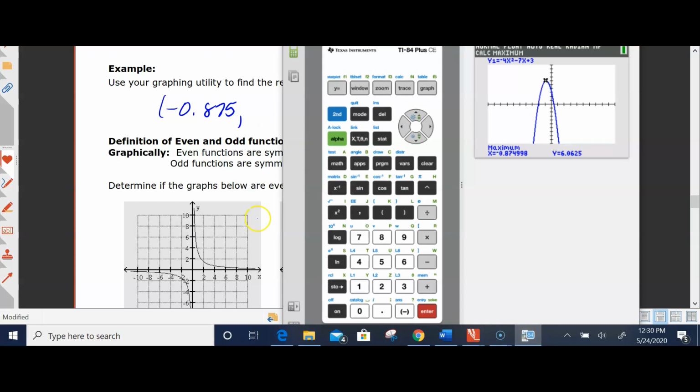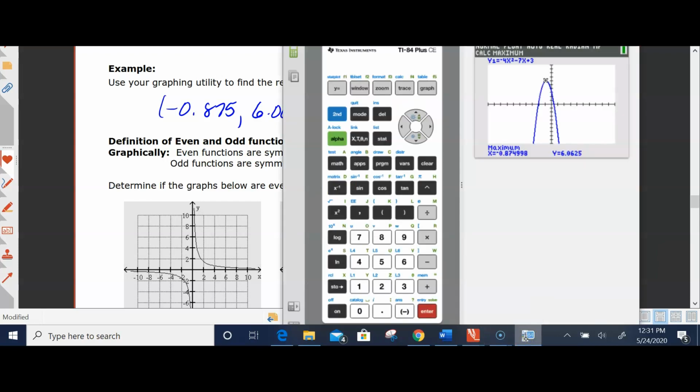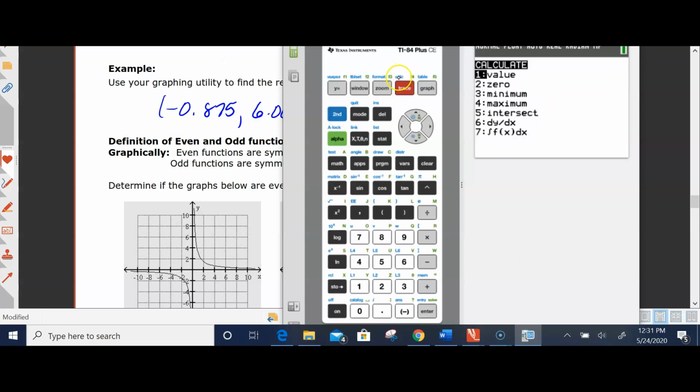6.0625. That would be our max. So going back, all you have to do is go to second trace, which gives you the calc menu. And in the calc menu, we can find zeros, we can find minimums and maximums. So excellent feature.